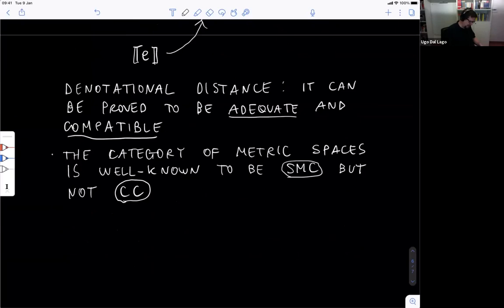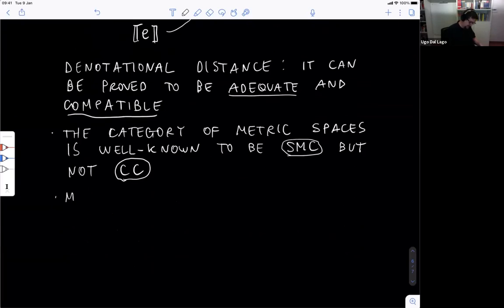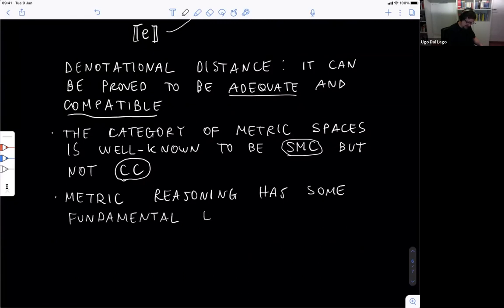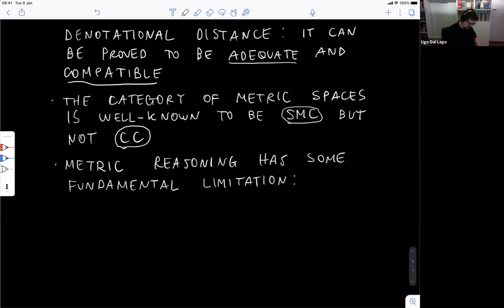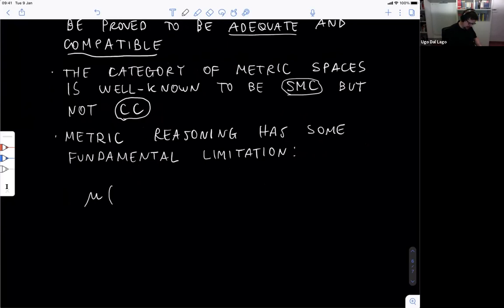And there is one more thing I want to say about metric reasoning. Metric reasoning has some fundamental limitations. And I want to go back to the very first lectures. If you take any of the metrics we have mentioned today, and you try to compute the distance at the type real to real between return lambda x. x and return lambda x. sine x. Do you remember this example?